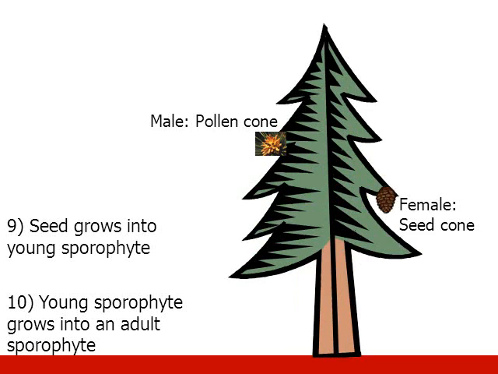and eventually become an adult sporophyte. And notice how there are now cones on this adult sporophyte. Some of the cones are male pollen cones. Some of the cones are female seed cones. And therefore, we restart the cycle. The male pollen cone will release pollen and restart this whole cycle.